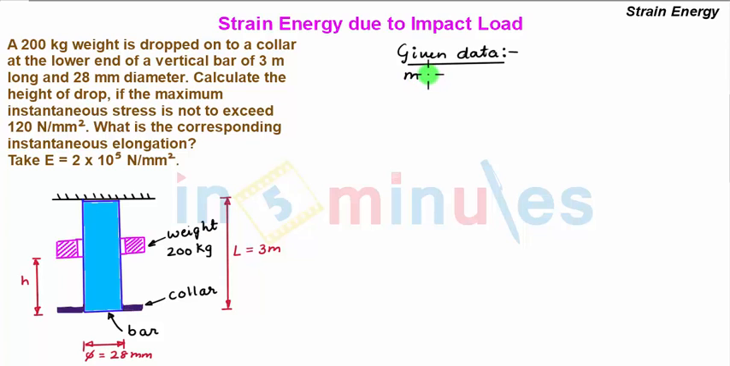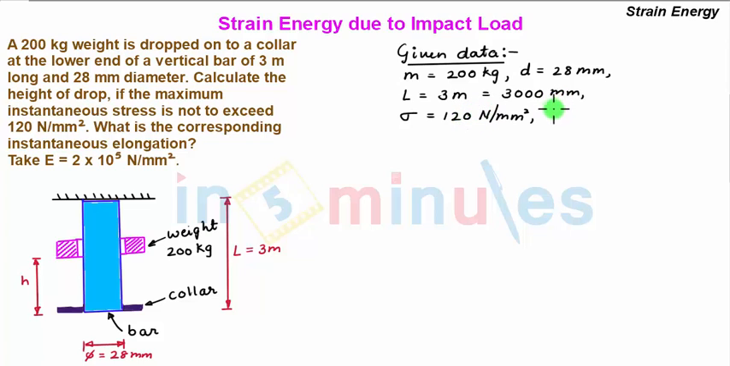So now let us write down all the given data of the problem. The mass which falls on the bar, m, is equal to 200 kg. The diameter of the bar, d, is 28 mm. The length of the bar is 3 meter, which is equal to 3000 mm. Maximum instantaneous stress sigma is 120 Newton per mm square, and Young's modulus of the material E is given as 2 into 10 to the power 5 Newton per mm square. And in the problem we have been asked to find first the maximum height of drop h, and second the corresponding elongation delta L.